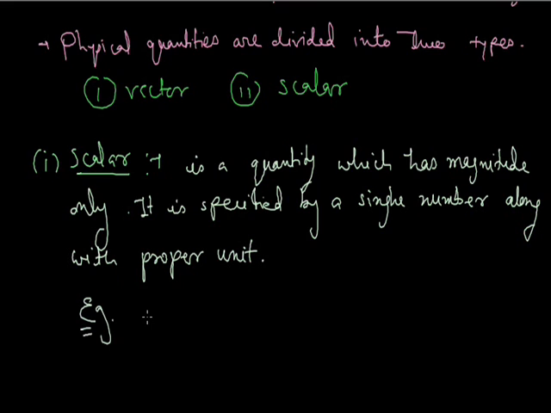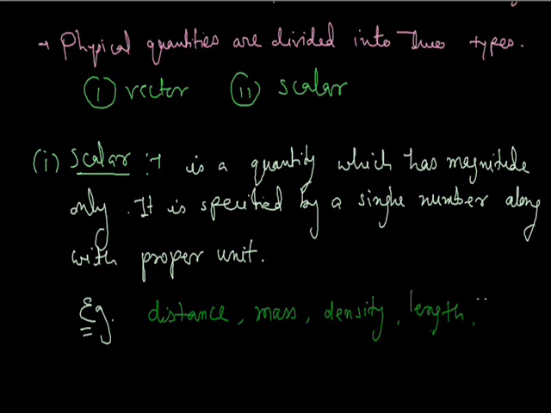Example, if I say I moved 5 km, then I didn't specify any direction, so I can say it is a scalar quantity. So I can say distance is a scalar quantity. You can take some other examples like mass, density, length, temperature, all are scalar quantities.